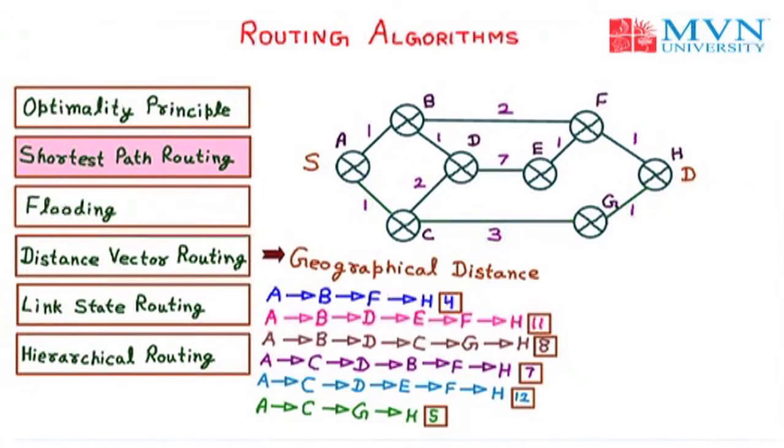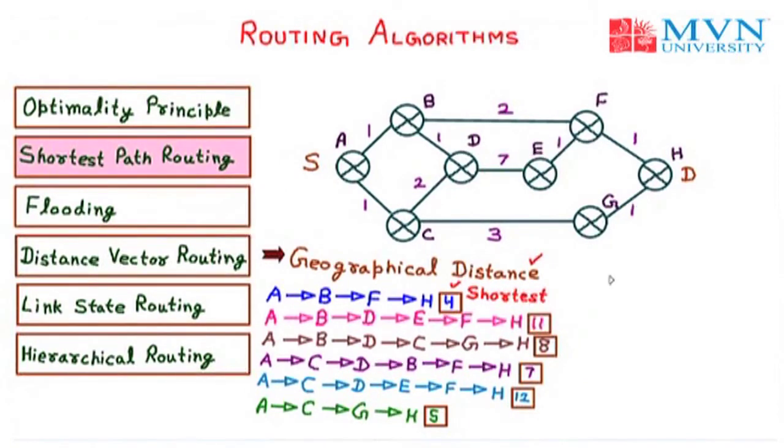So the conclusion is that we have 6 possible paths from source to destination, that is from A to H, and they have different geographical distances. The first path has a geographical distance of 4, then 11, then 8, then 7, 12 and 5. So according to the geographical distance, the shortest path is the first one, with distance 4.